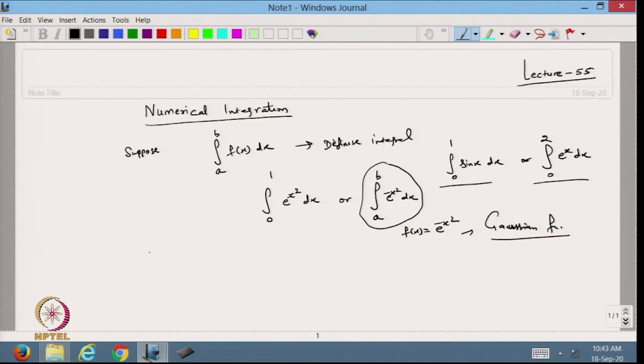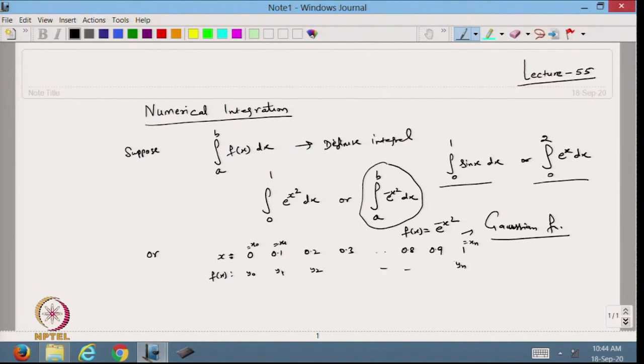Or in that case I can say that suppose I have a value of x that is given to me in the discrete form. Suppose it is given at 0, 0.1, 0.2, 0.3, and so on up to 0.8, 0.9 and 1. I call these x0, x1, and so on up to xn. Then I have the values of the function y0, y1, y2 and so on up to yn.